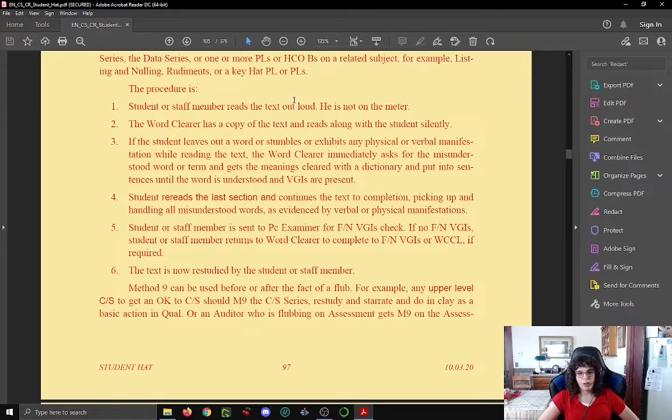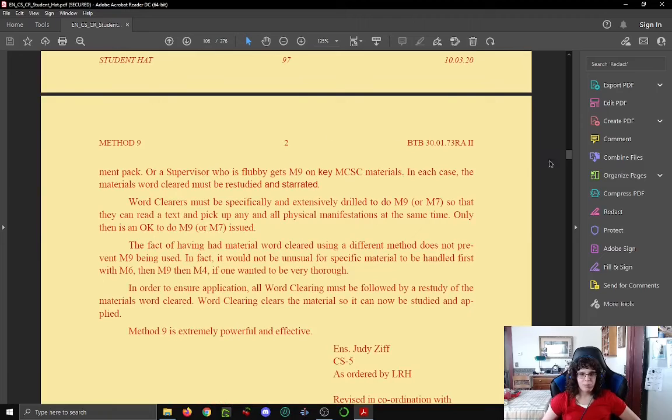Or an auditor who's flubbing on assessment gets M9 on the assessment pack. Or a supervisor who is flubby gets M9 on key mini case supervisor course materials. In each case, the material's word cleared must be restudied and star rated. Word clears must be specifically and extensively drilled to do M9 or M7 so that they can read a text and pick up any and all physical manifestations at the same time. Only then is an OK to do M9 or M7 issued.